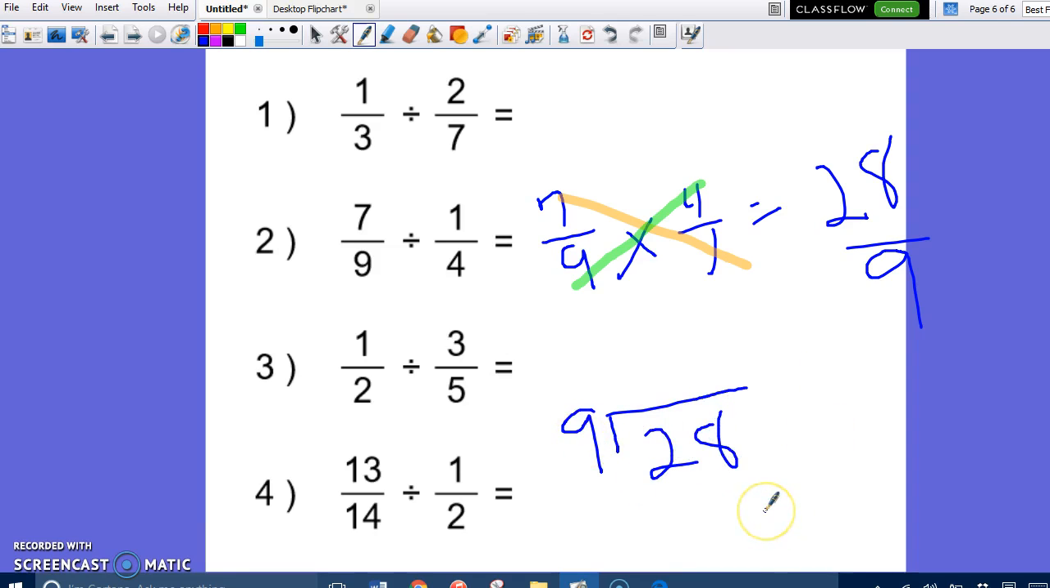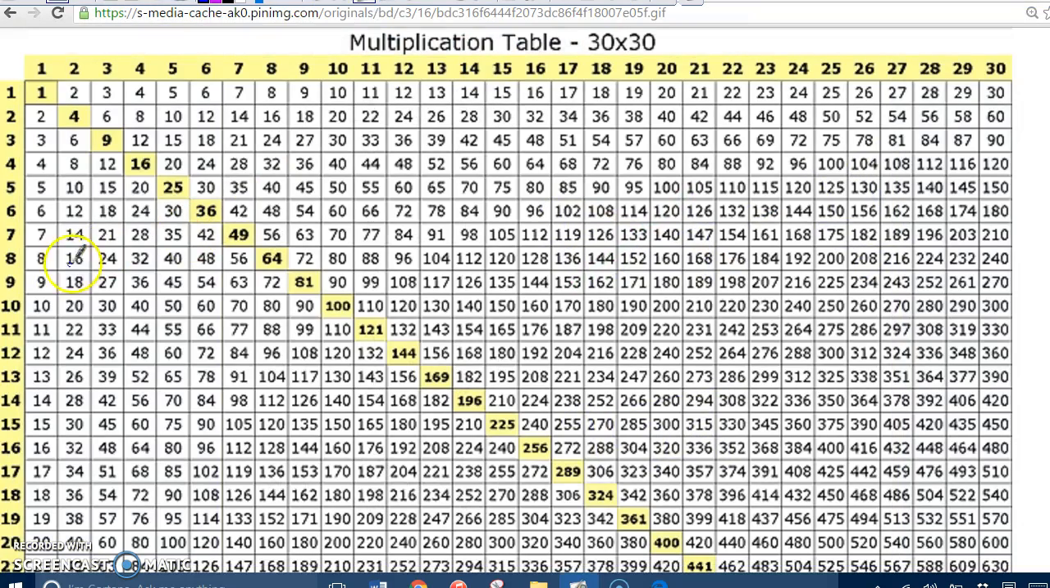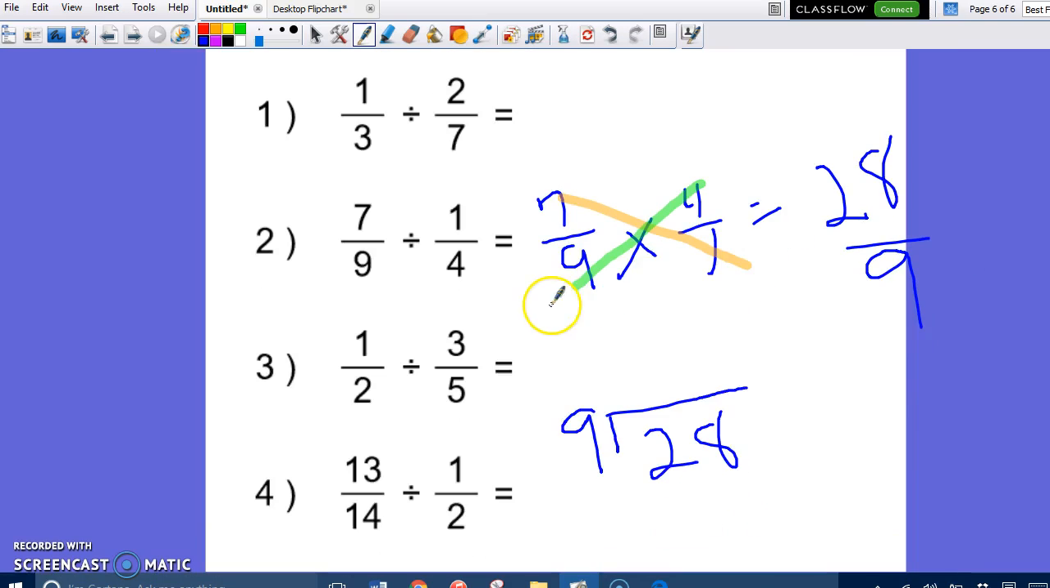9 will go into 28. How many times? Not sure? Use your multiplication chart. 36 is right here, 27 is right here. I'm looking for 28, so 27 is going to be close enough, so I'm going to use that 3. 9 will go into 28 3 times, because 3 times 9 is 27. Subtract, you get 1 left over, right?